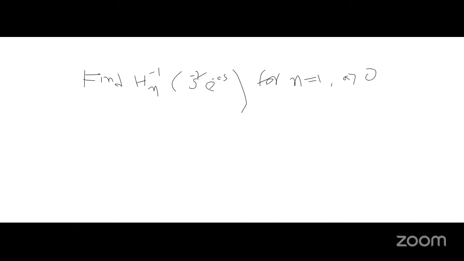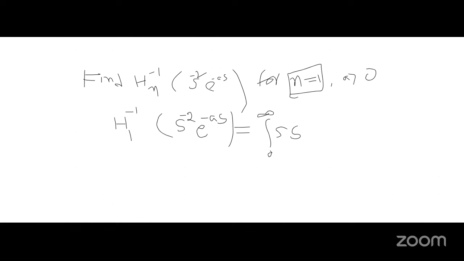So as per that, n equal to 1, that becomes h1 whole power of minus 1 and s power of minus 2 and e power of minus as equal to integral 0 to infinity s into s power of minus 2 and e power of minus as, so j1 into s into r into ds.